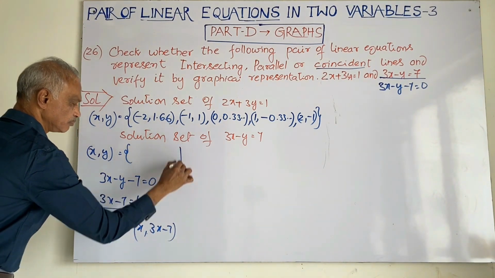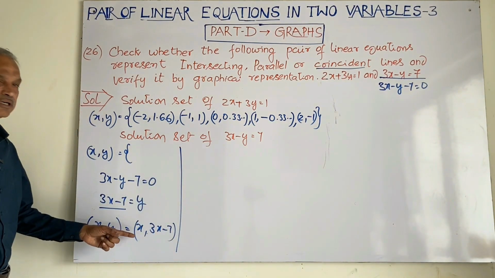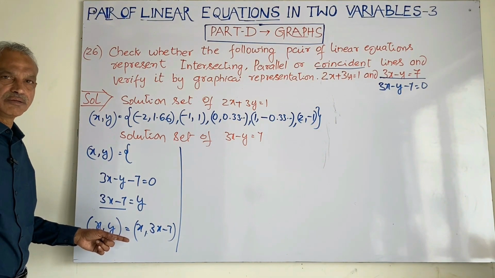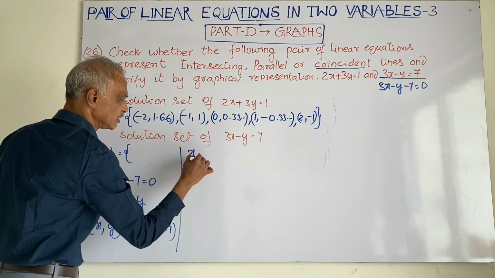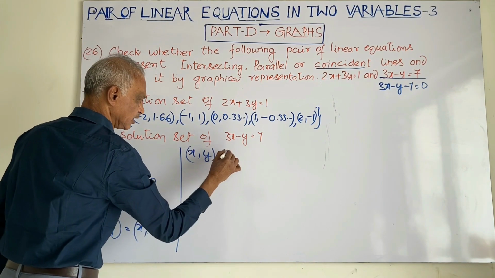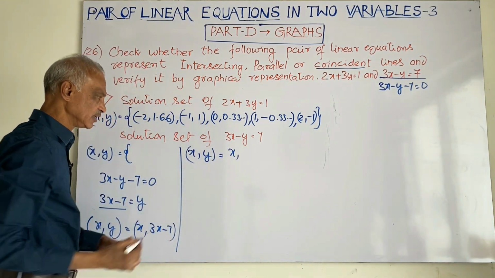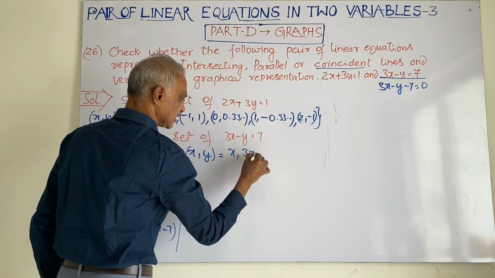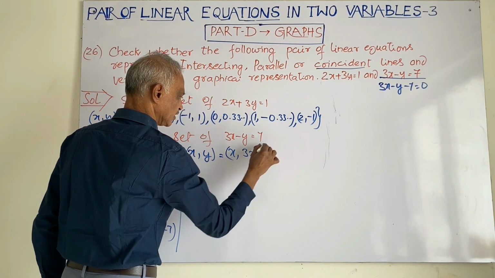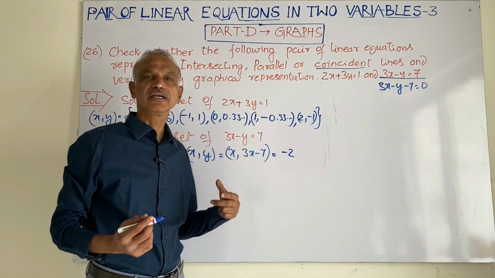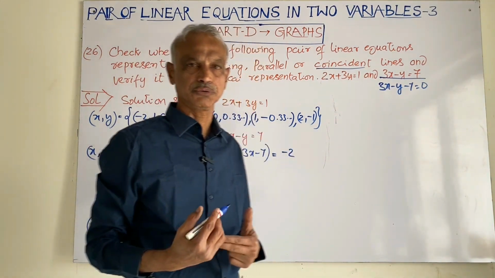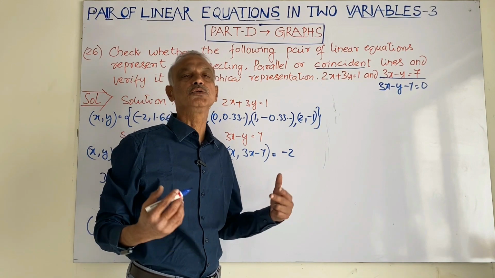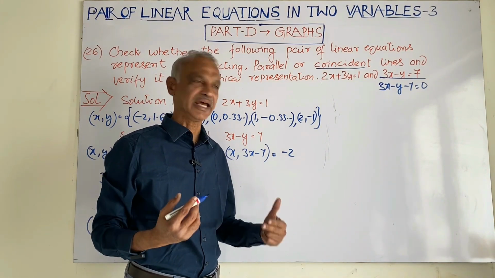Now we will prepare ordered pairs, x coordinate and y coordinate. X and what is y here? 3x minus 7. In place of x, I will take real numbers minus 2, minus 1, 0, 1, 2. Because we need 2 points to draw any line.